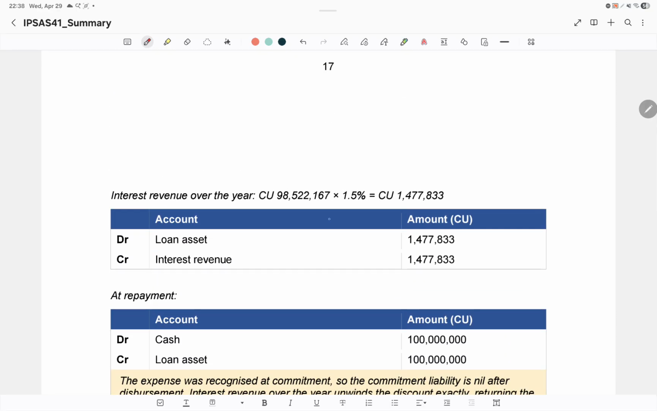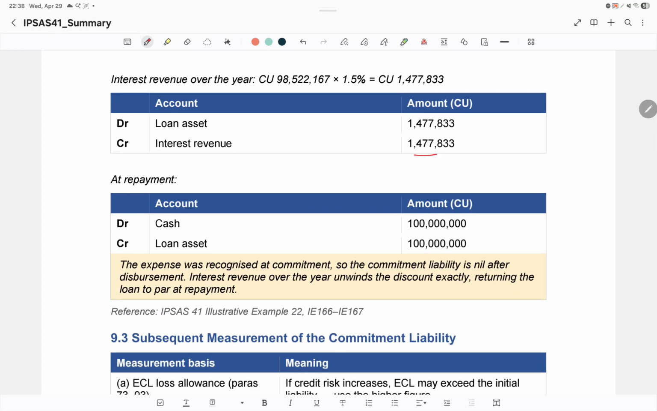Interest revenue over the year, and then it gets back to the amount. At repayment: cash, loan asset. The expense was recognized at commitment, so the commitment liability is nil after disbursement. Interest revenue over the year unwinds the discount exactly, returning the loan to par at repayment.